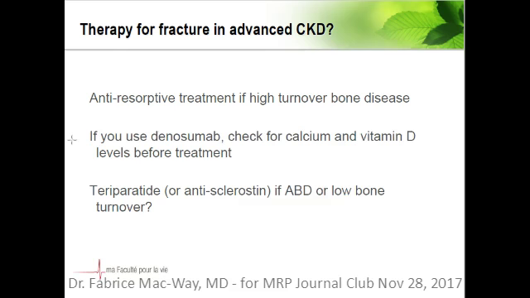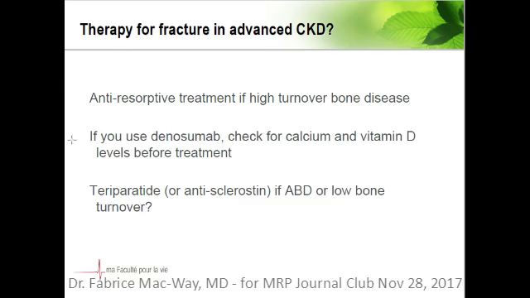Teriparatide can be used if you have an adynamic bone disease or low turnover bone disease. But in order to diagnose the type of bone disease, you need to have a bone biopsy. If you don't have a bone biopsy, you don't have the possibility to diagnose the type of bone disease, and then you don't have the possibility to treat the patient.